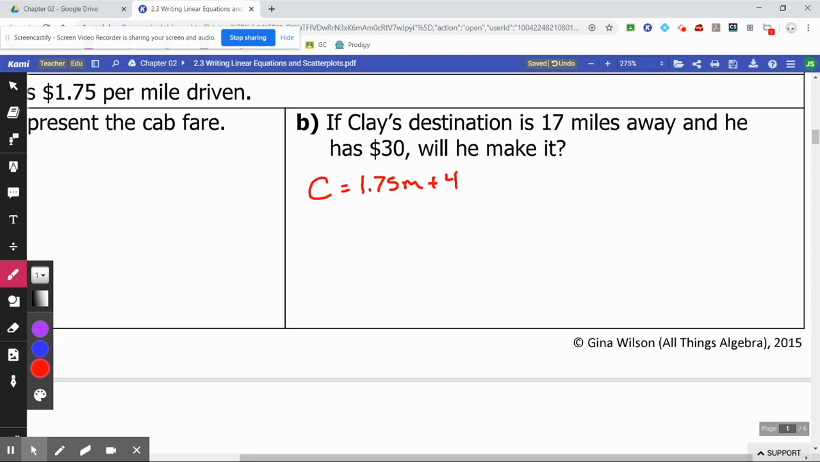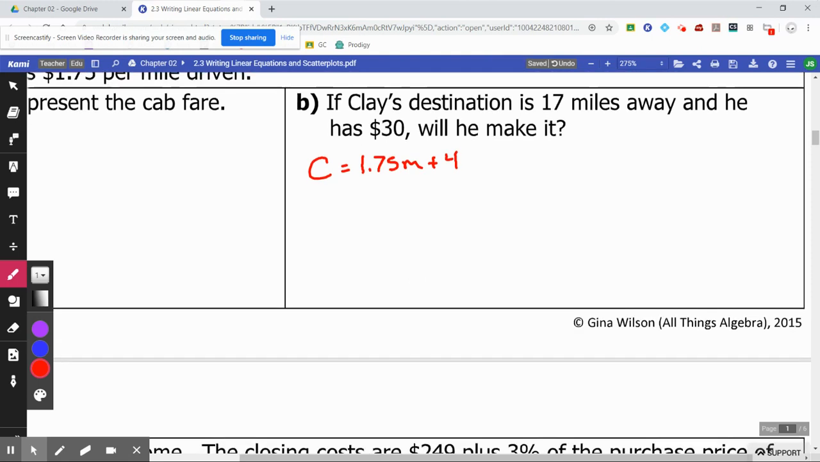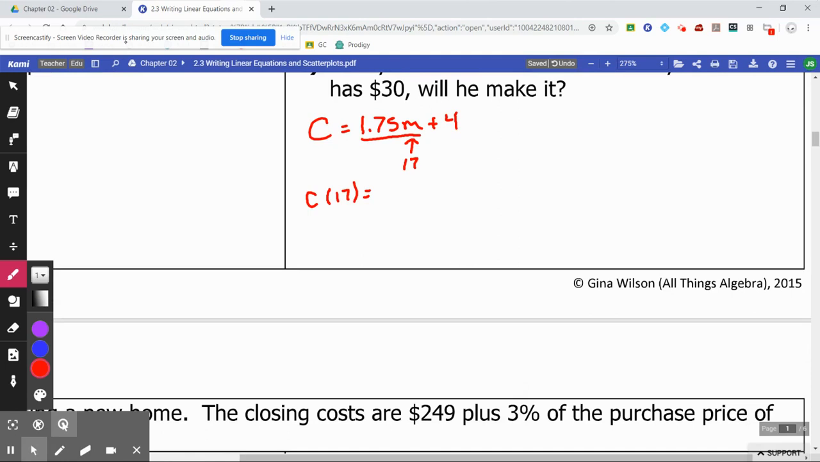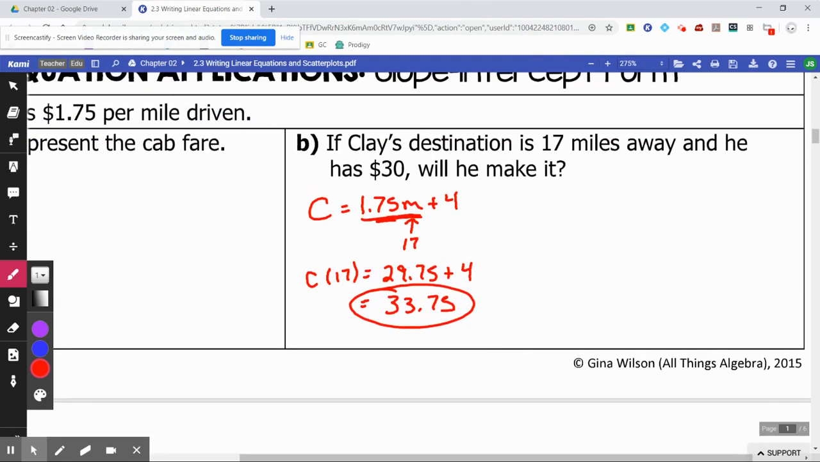So he has $30. He needs to go 17 miles. So let's plug in 17 for our miles. Pretty much, again, what we're doing is we're finding C of 17, if you want to use function notation. So $1.75 times 17 is $29.75 plus 4. So he's going to pay $29.75 for the mileage, plus the extra $4, will be $33.75. That is what 17 miles is going to cost him. So he has 30. He will not make it.